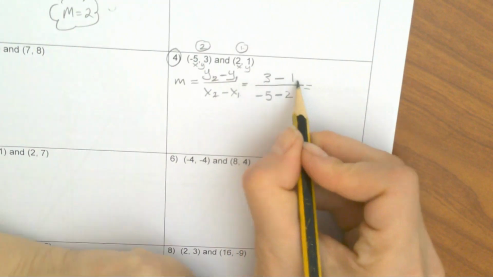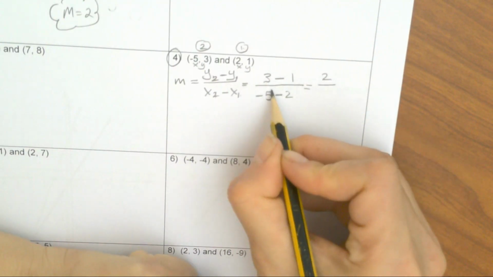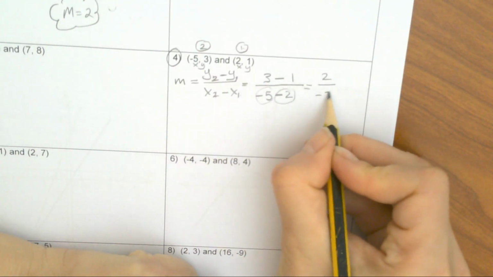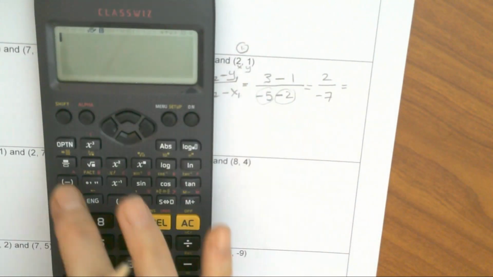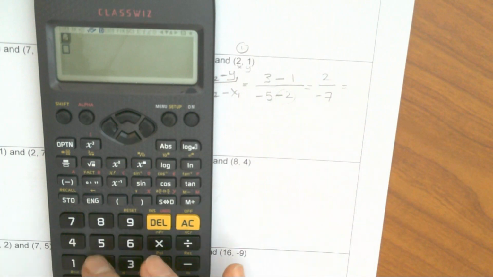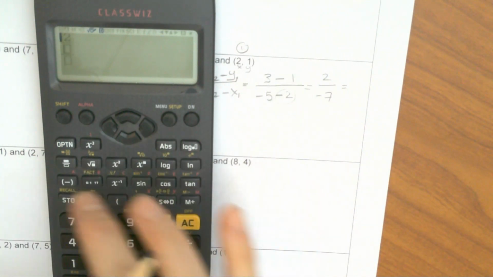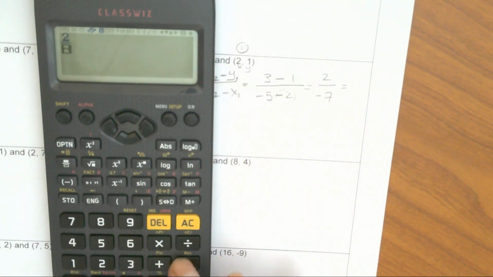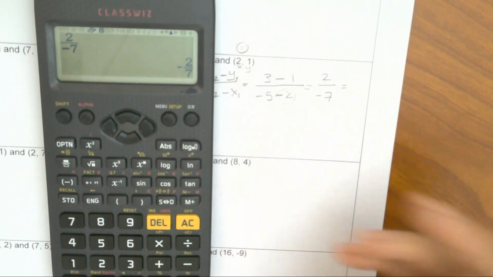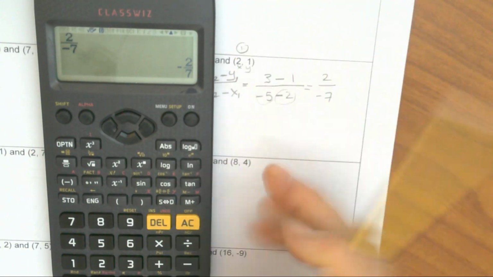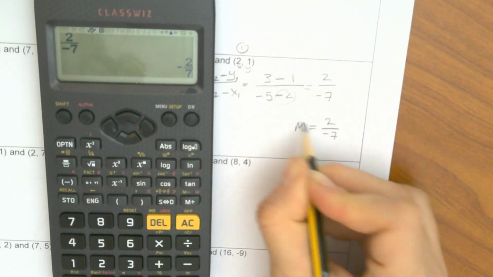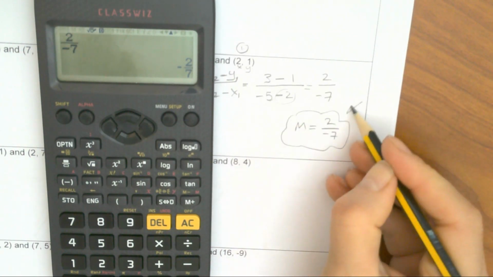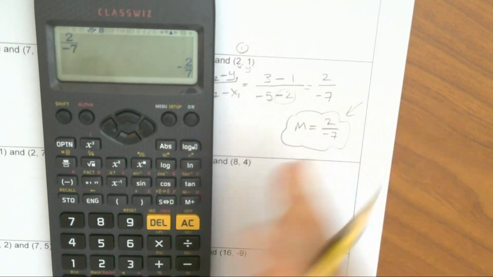3 minus 1 is 2. I lose 5 and I lose 2. I lose 7. Let's see if I can make it more simple. I don't think I can because these are prime numbers. Negative 7. Nope. That's as simple as I can make it, so we're done. So the slope is equal to 2 over negative 7. And usually, if we have slope, we keep it as a fraction.